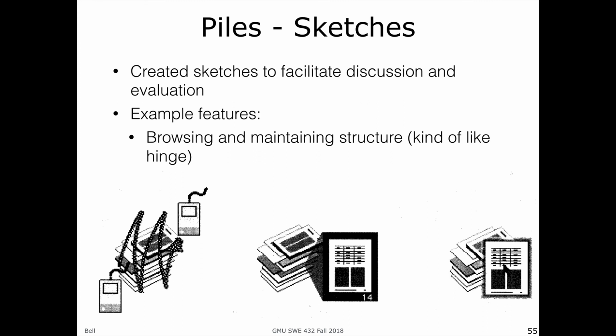They also looked at, again, the rest of these interactions, like hinge, where you took a pile and you wanted to peek into the middle of it just by selecting some part of it. So this is browsing and maintaining structure. So the pile still stays in its current view, but then you get to peek inside of it and see what a document looks like, and maybe even pull it out.